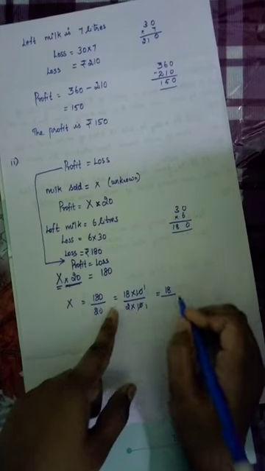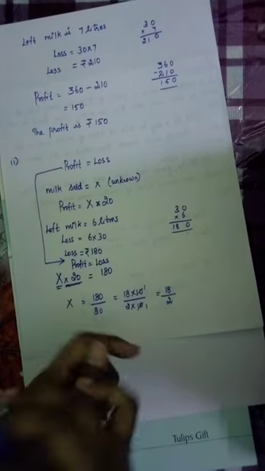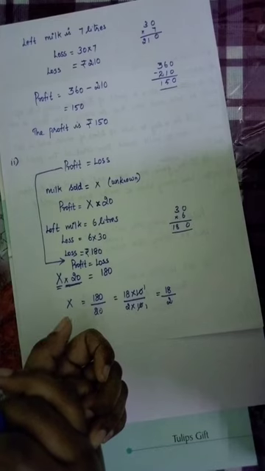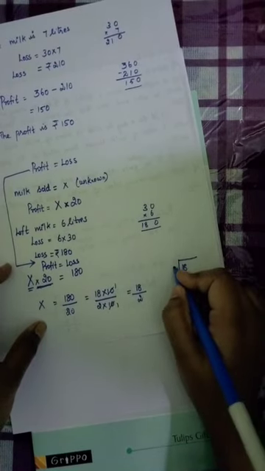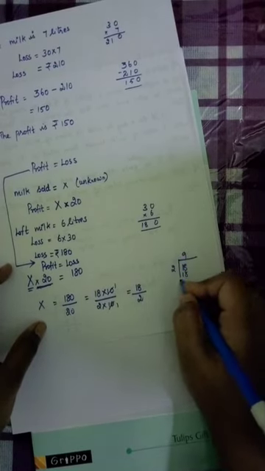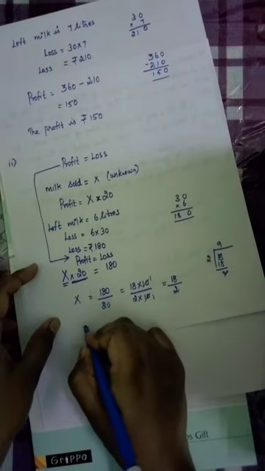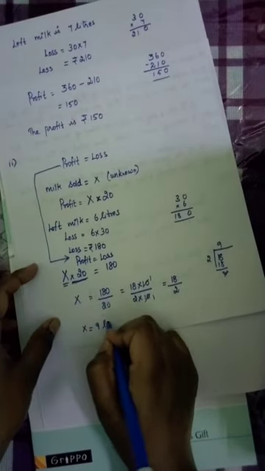Can you divide 18 by 2 now? What is 18 by 2? When you divide 18 by 2, 9 twos are 18. So our answer is 9. So x is equal to 9 liters.